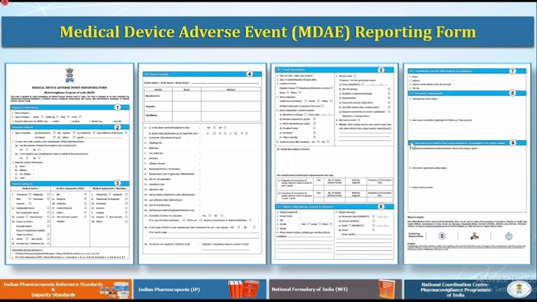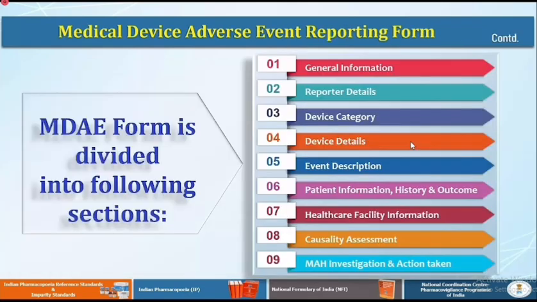So this is a dummy copy of the reporting form. In the later slides, we discuss all the sections of the reporting form one by one. The reporting form is divided into 9 sections: general information, reporter details, device category, device details, event description, patient information, history and outcome, healthcare facility information, causality assessment, MvPI investigation and action date.